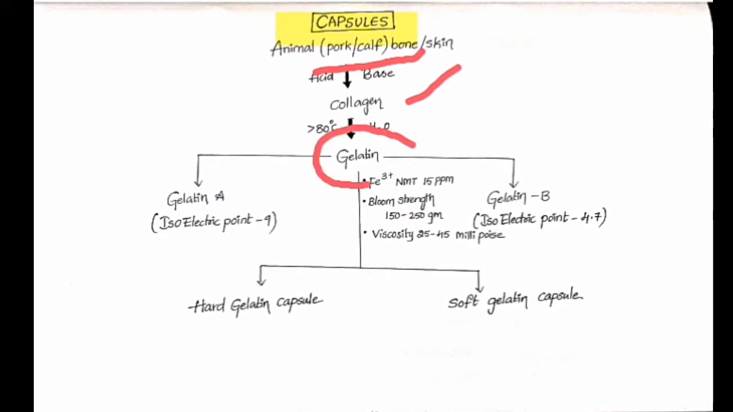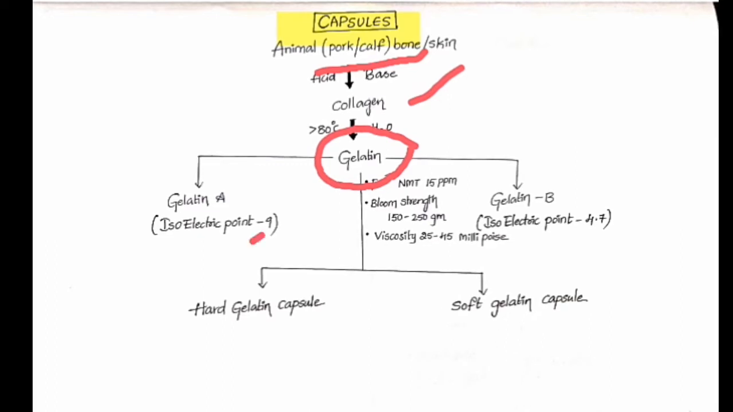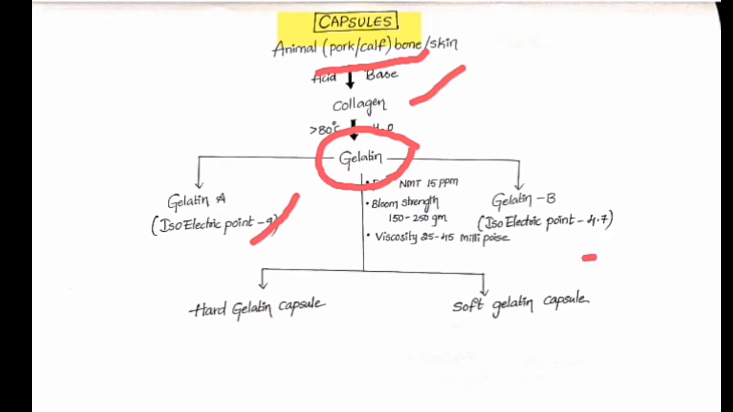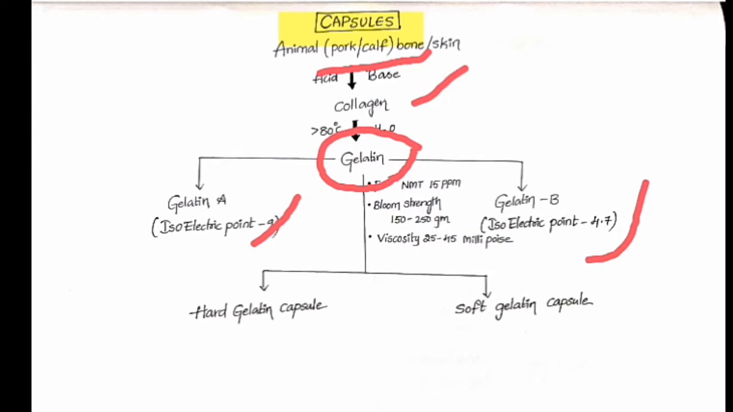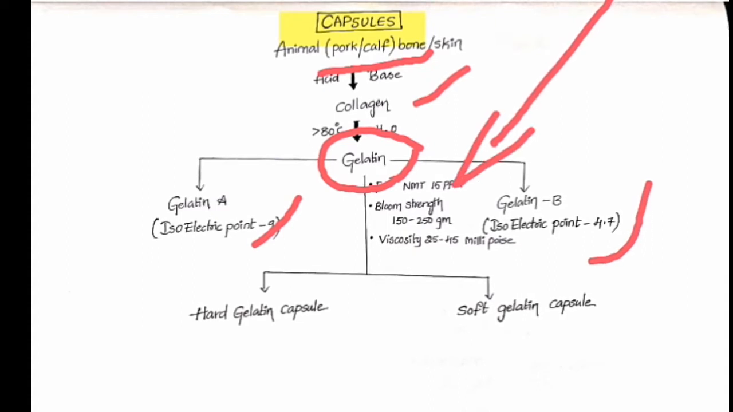And the gelatin, if you treat it with acid, is called gelatin A type. If the gelatin is obtained by treating with base, it is called gelatin B type. The isoelectric point of gelatin A is 9, whereas the isoelectric point of gelatin B is 4.7. These are some of the properties of gelatin. The iron content in gelatin should not be more than 15 ppm, the Bloom strength is 150 to 250 grams, and viscosity is 25 to 45 millipoises.